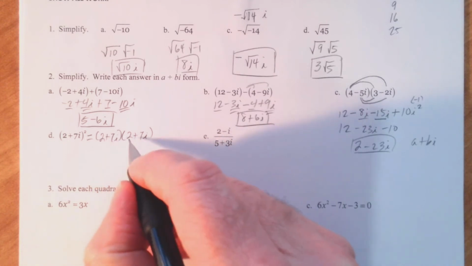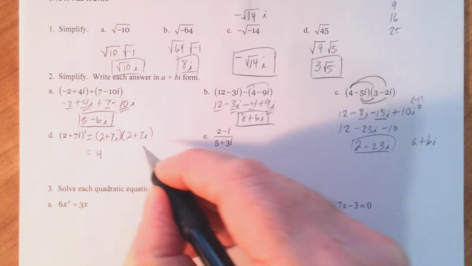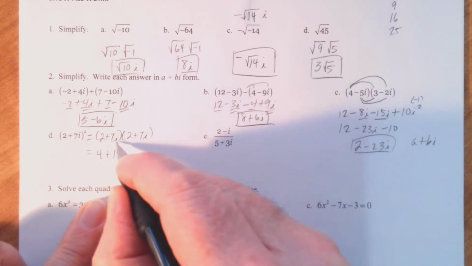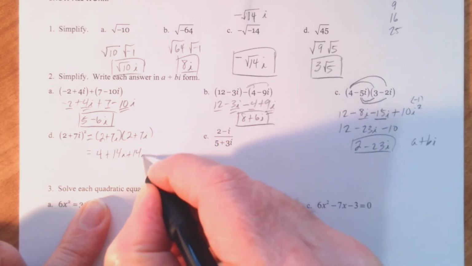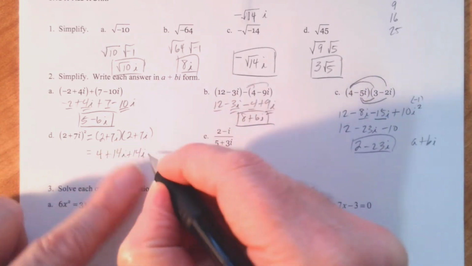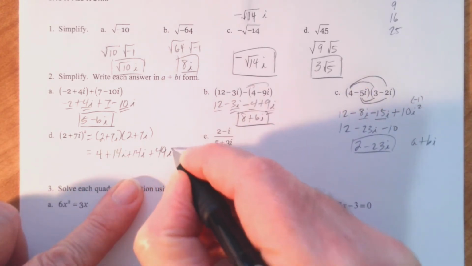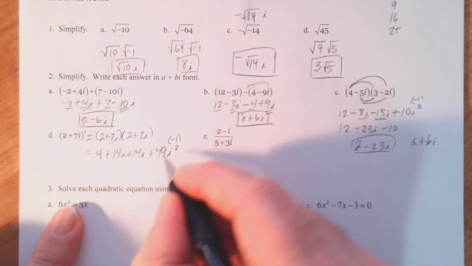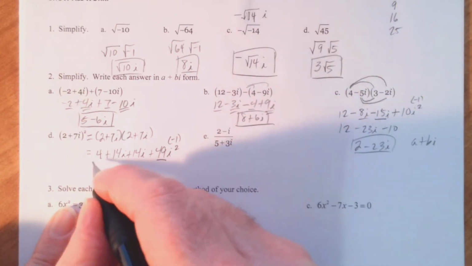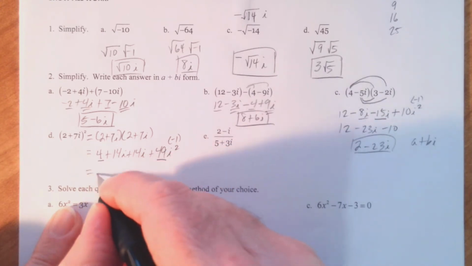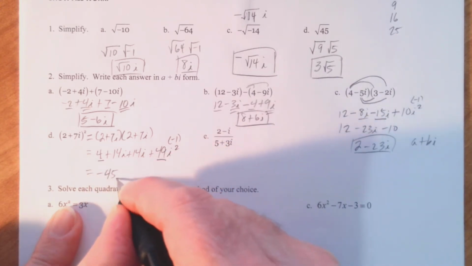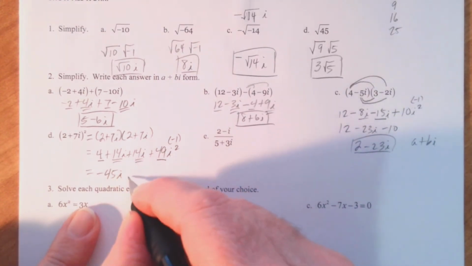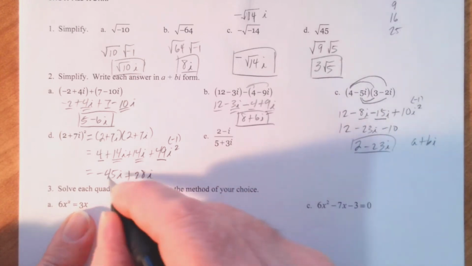And so just be careful that you change your i squareds. So here we'll do 2 times 2, which is 4. Our outer product is 14i. Our inner product is 14i. And our last product will be 49i squared. Remember, i squared, that's negative 1. So this is going to be a negative 49 and 4, which is negative 45. And then we have these two 14i's, which add up to 28i.